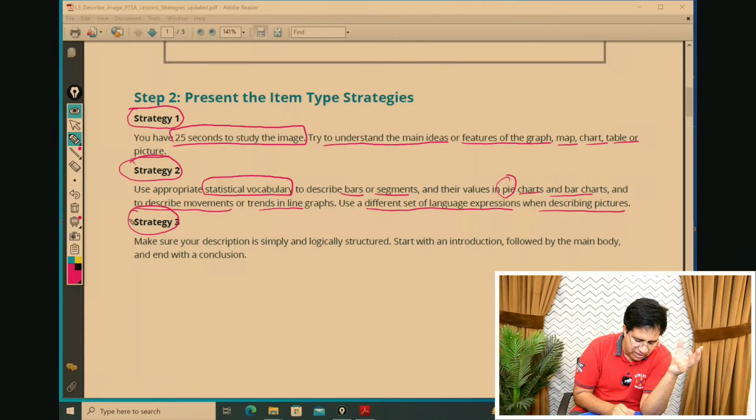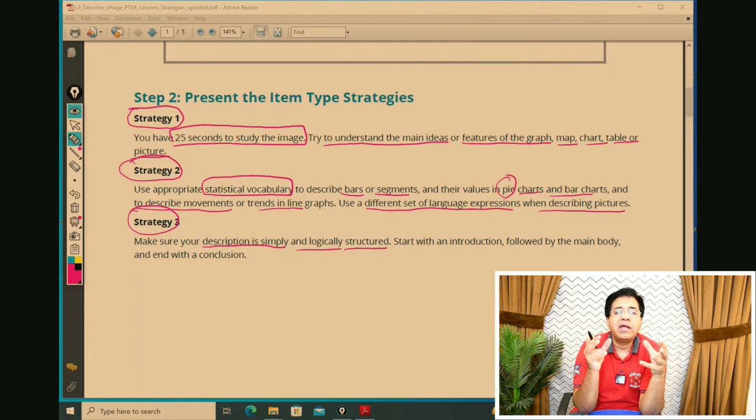Next, we've got strategy number 3. Make sure your description is simply and logically structured. Now, what is simple structure? Means everything is clear. What is logical structure? First, talk about what the picture is about. Talk about what the bar chart is about. Talk about what the pie chart is about. Then talk about segments of pie. Talk about the highest segment first, then the lowest segment. If it is a bar chart, talk about the highest bar first, then the lowest one, highest value, second highest value, and all that. So this is going to help you.